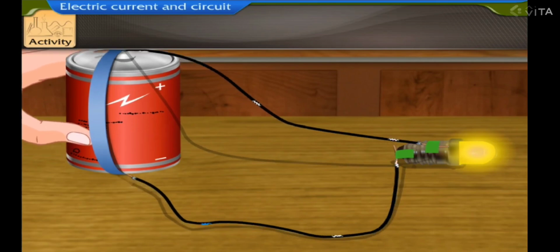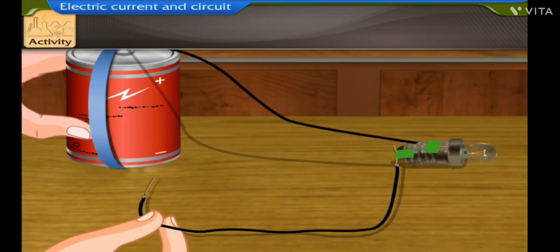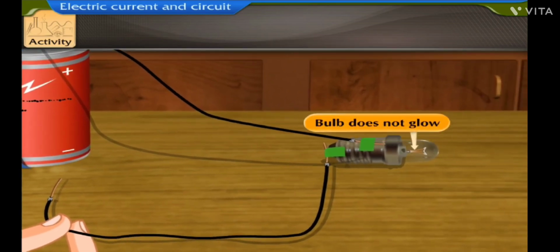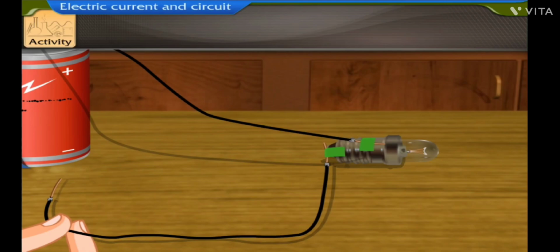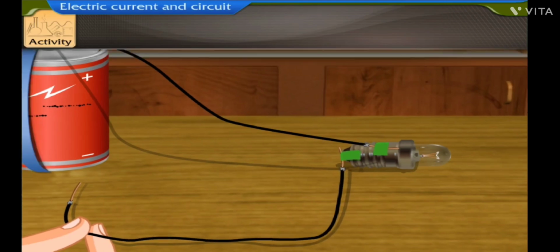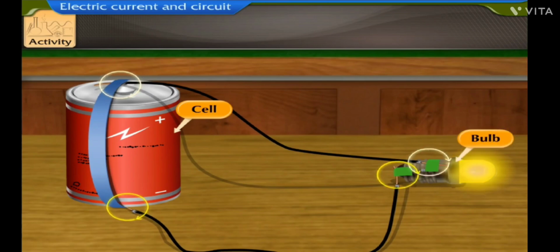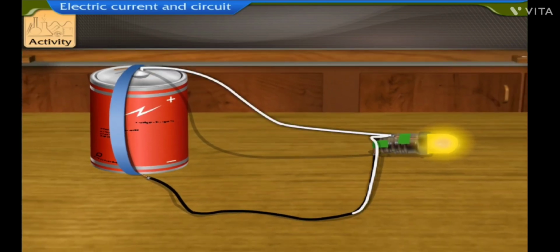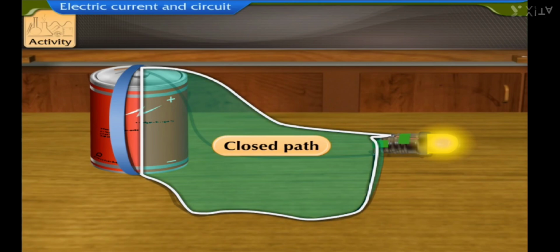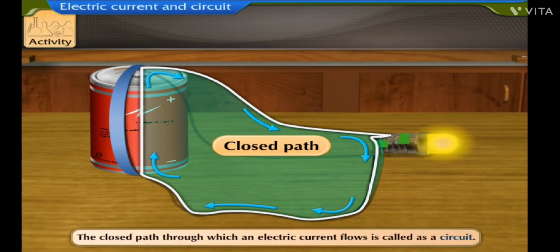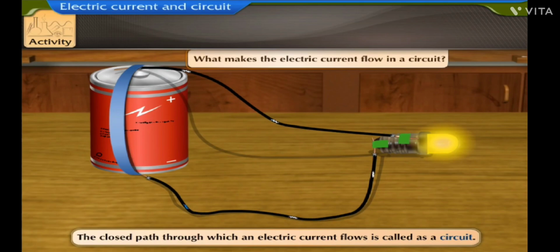Take out any one end of a wire connected to the cell. Observe the bulb. The bulb does not glow since one end of the wire is disconnected from the cell. This shows that the wires should be connected between the cell and the bulb to make the bulb glow. Hence, a closed path is required for the current to flow in the wires and the bulb. The closed path through which electric current flows is called a circuit. Let us understand what makes the electric current flow in a circuit.